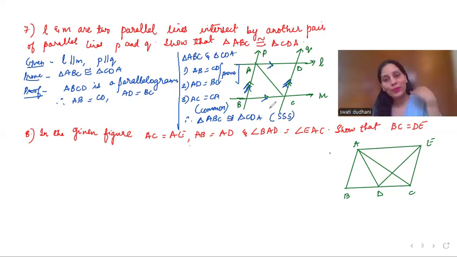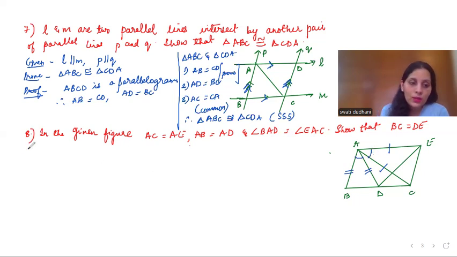Now next one. In the given figure, AC is equal to AE. So AC is equal to AE. AB is equal to AD. And angle BAD is equal to angle EAC. So let us first write what is given to us. AC is equal to AE. AB is equal to AD. And angle BAD is equal to angle EAC.